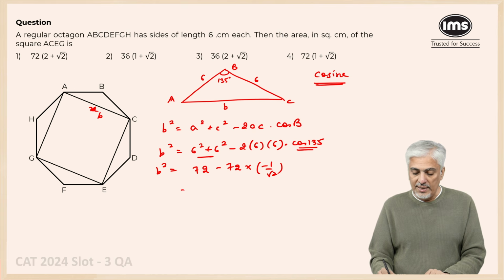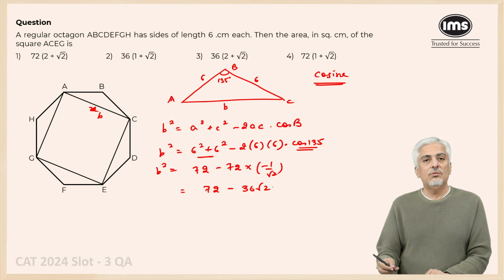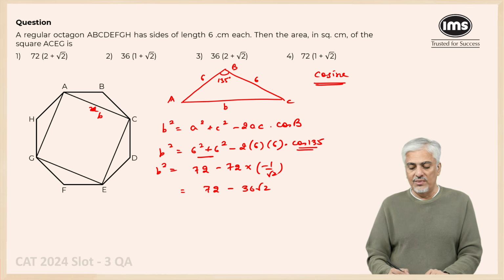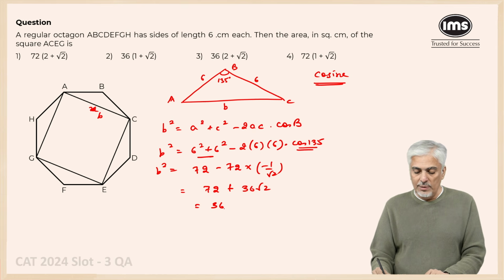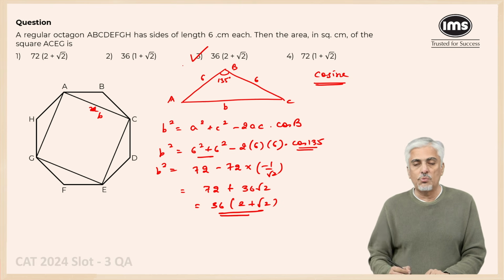Now you just have to worry about the sign properly. 72 minus 36 root 2, rationalizing and then cutting 1, 2 out. So minus minus becomes plus. Take 36 common, you'll be left with 2 plus root 2. Answer is the third option.